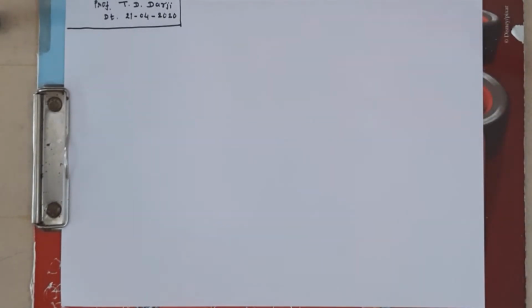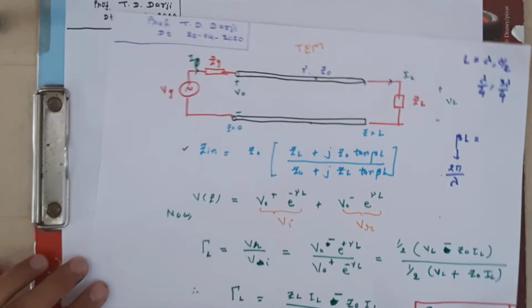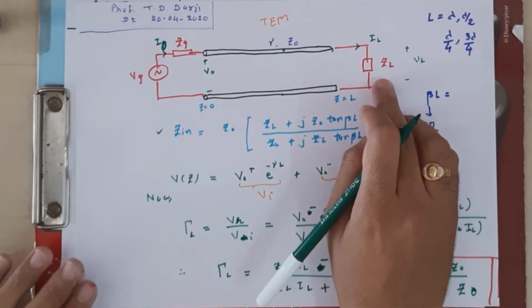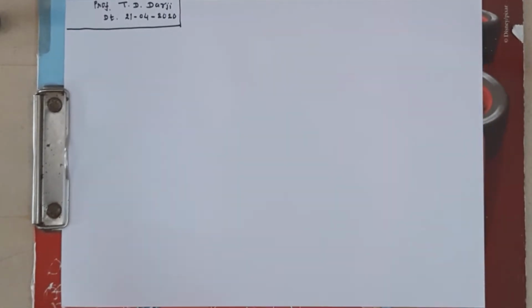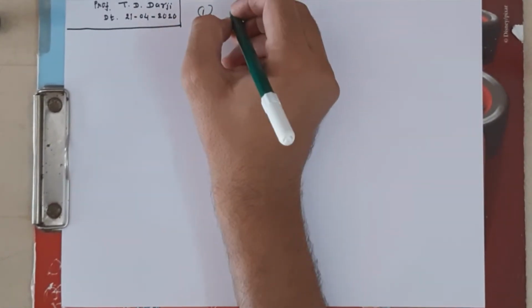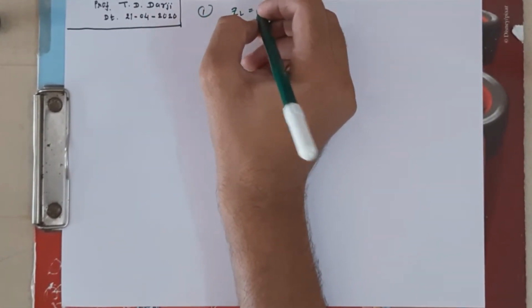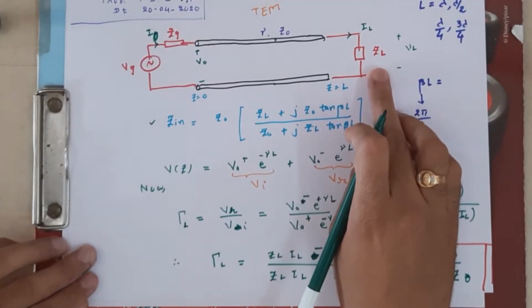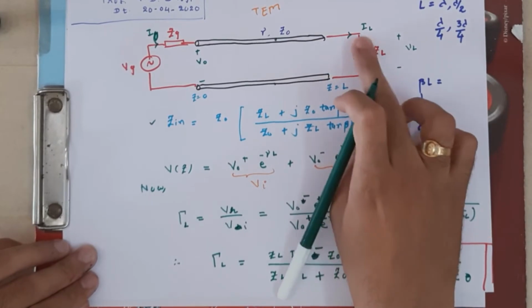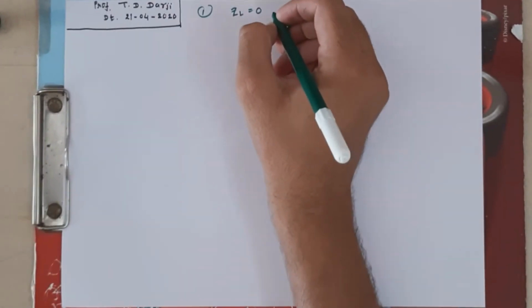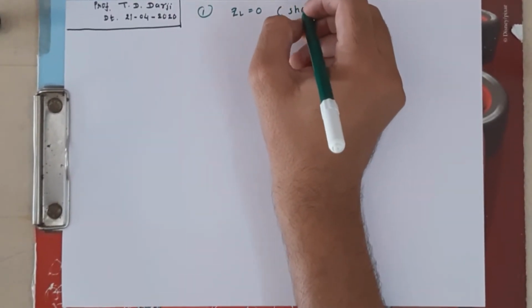Our first case is when ZL is equal to 0. Here the load impedance is 0, which means the load is short circuited, so this case is known as the short circuit case.